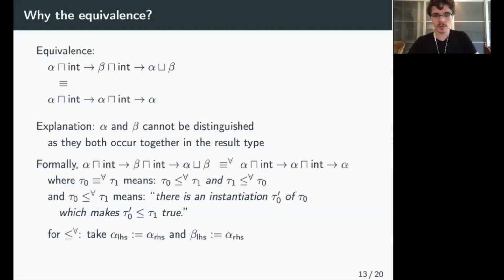For the other subsumption direction, we pick alpha to be the union of alpha and beta. Indeed, this instantiation is sufficient to show that the simplified type is a subtype of the original type.